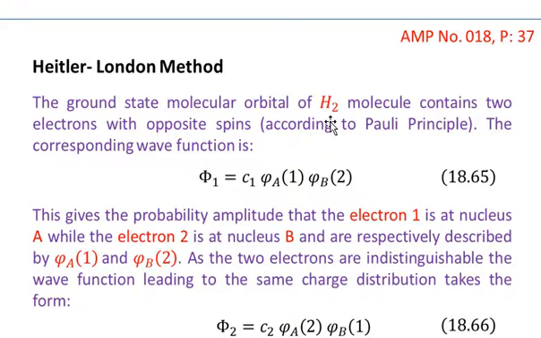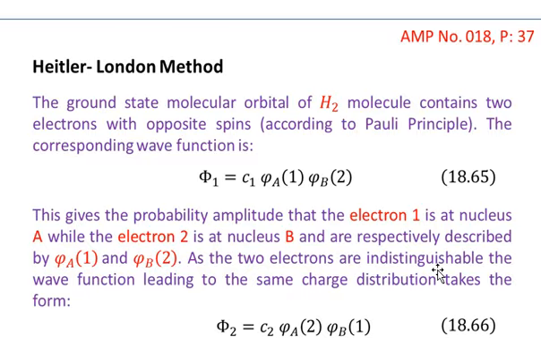The ground state molecular orbital of the H2 molecule contains 2 electrons with opposite spins according to the Pauli principle. The corresponding wave function can be written as phi 1 is equal to C1 times phi A of 1 and phi B of 2, which means that electron 1 is with the nucleus A and electron 2 is with the nucleus B, and C1 is some constant. This gives the probability amplitude that electron 1 is at nucleus A while electron 2 is at nucleus B, and they are respectively defined by the wave functions phi A of 1 and phi B of 2.